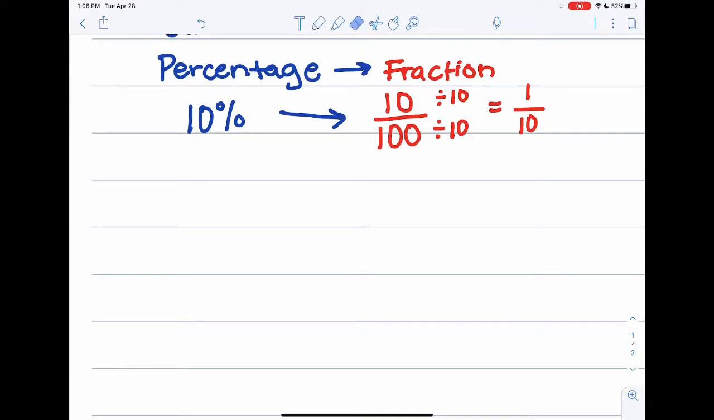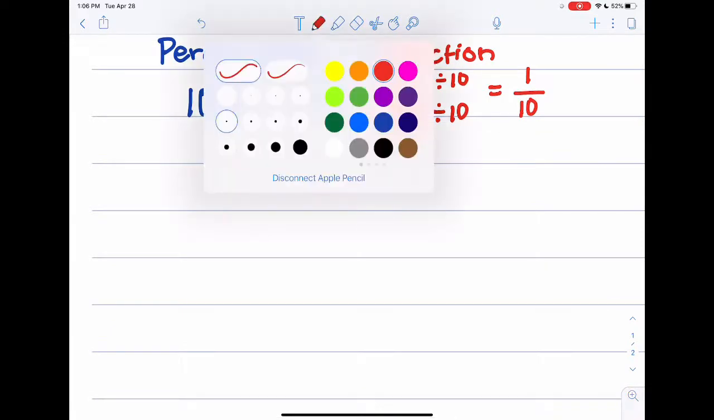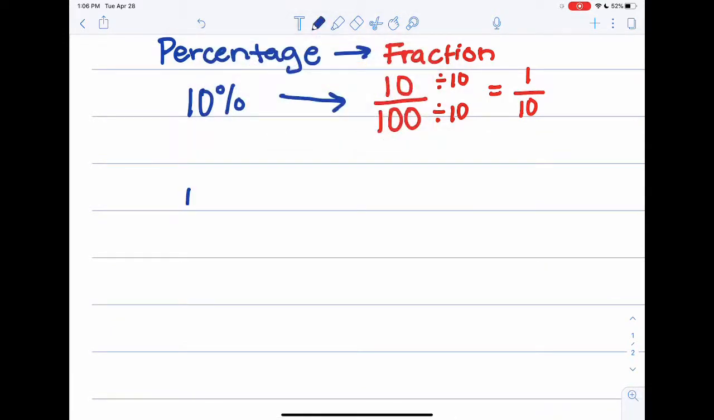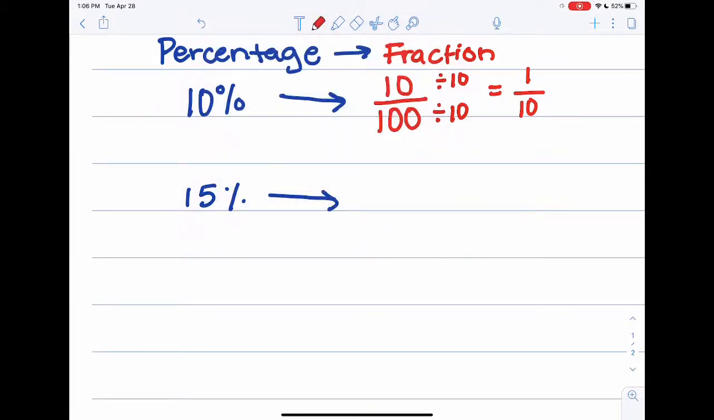Okay, let's look at another example. Let's say I have the percentage 15%, and I want to turn that into a fraction. How do you think I'm going to turn that into a fraction? Yep, so it is 15 over 100. And now I can make this smaller or simplify it. So simplify means to reduce the fraction, okay?